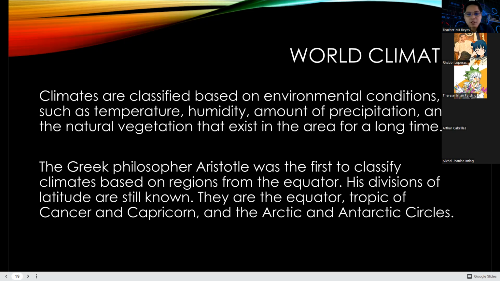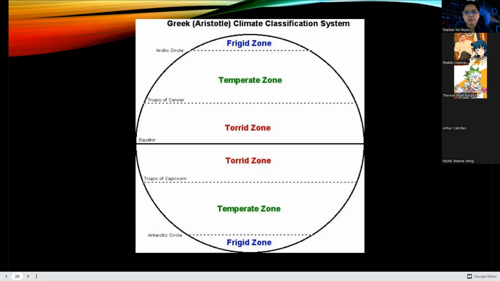The Greek philosopher Aristotle was the first to classify climates based on the region from the equator. His division of latitude is still known. We are actually using it until now. They are the equator, Tropic of Cancer and Tropic of Capricorn, and the Arctic and the Antarctic circles. This is the classification of Aristotle.